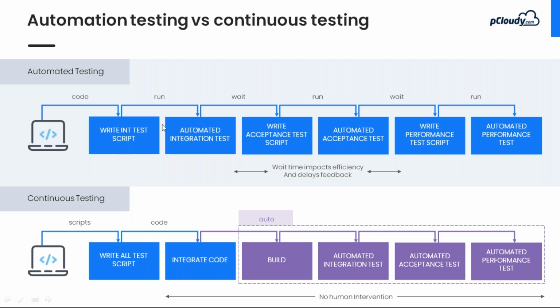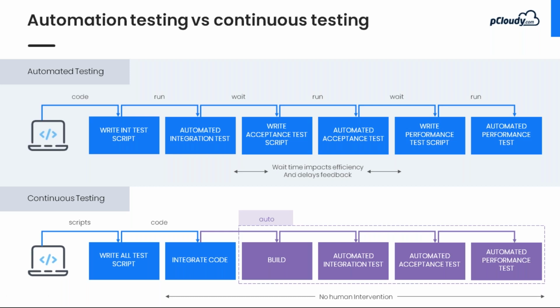Then once that test execution is over, you analyze the reports, and then you will probably go and start writing the new test scripts for the acceptance test, and then you run those, and it goes on. It goes on, right? So if you really see, there is a wait time for every stage, and because of this, there is a delay in the feedback. This is what we typically refer to as automated testing.